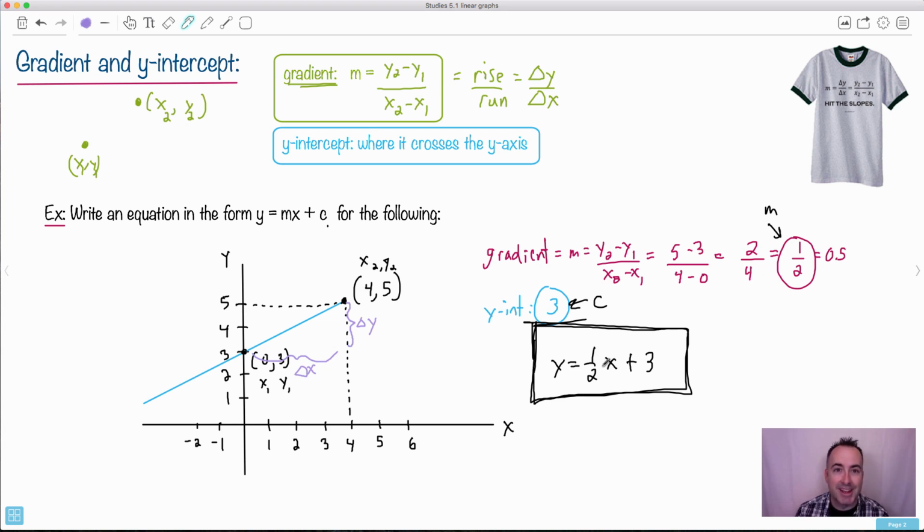There's a couple of ways of looking at it. I think that explains most of it. I hope that helps.